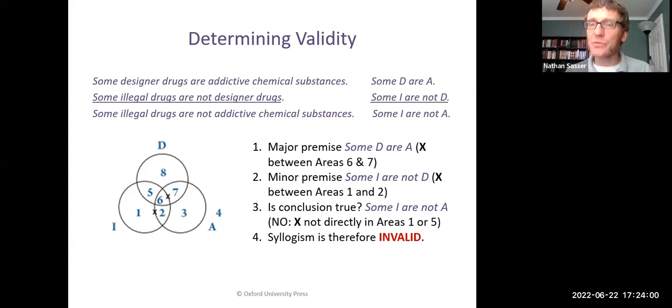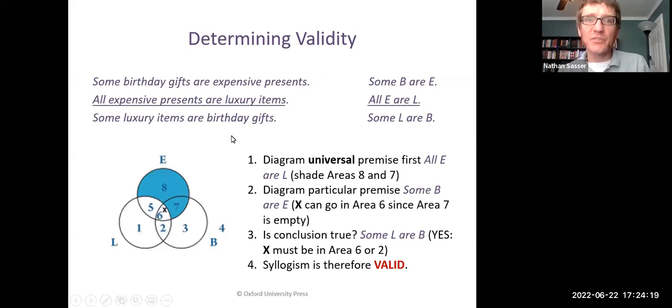That's how you're going to use Venn diagrams to determine validity. You're going to diagram both of the premises, and then you're going to look at that conclusion and say, is the conclusion already diagrammed or not? Do these premises already necessitate the truth of the conclusion? Let's try another one here.